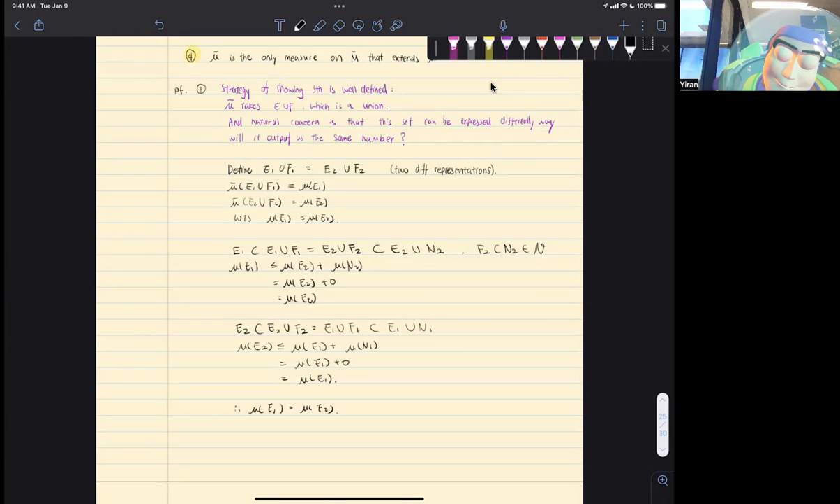Therefore, what do we have? So we have mu of E union N is equal to 0. So E union N is a null set of M. So E is a subset of a null set of M. Okay.